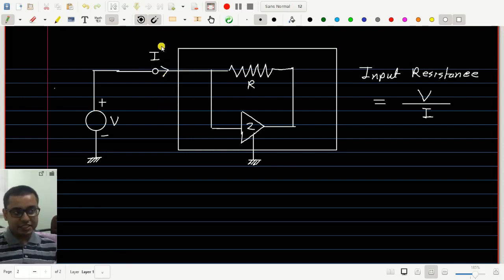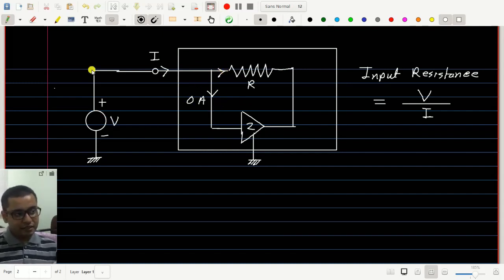Now let us estimate this current. So this current will be same as this current plus this current. However, this current is 0 because no current can flow in or out of the input terminal of a voltage amplifier. So what will be this current?